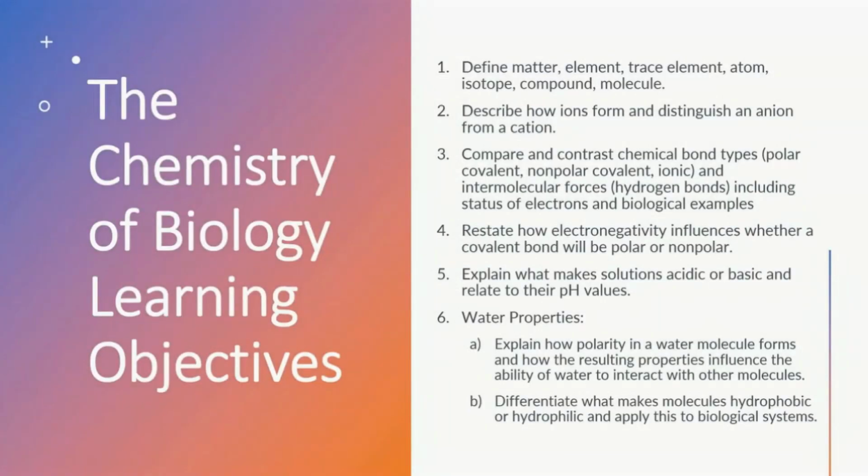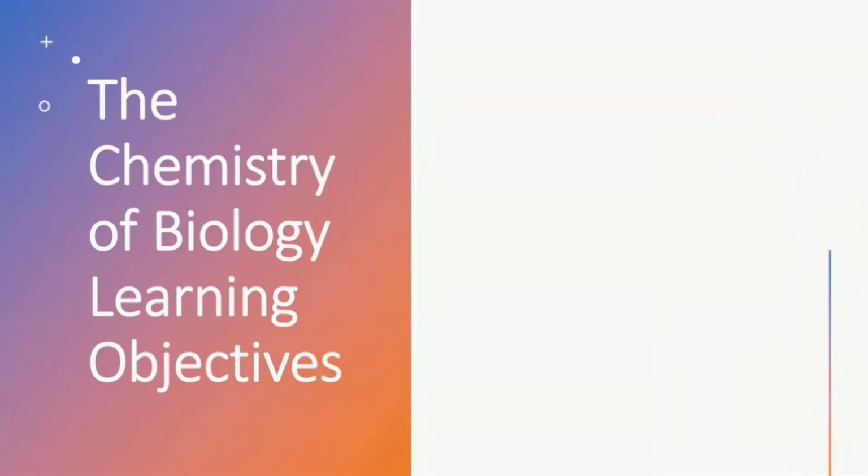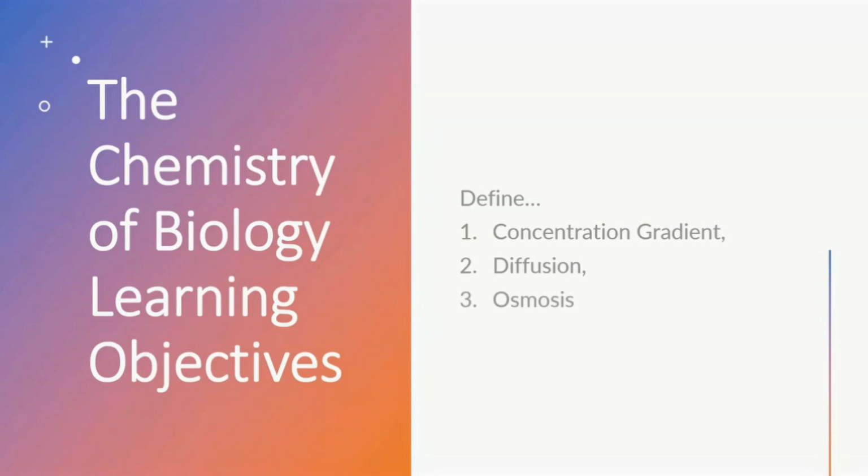Now, we already touched on all of these learning objectives, and each flowed really nicely from one concept to the next. Now, it's time to conclude our chemistry of biology discussion by touching on something not as directly related to these other learning objectives. Now, we will discuss concentration gradients, diffusion, and osmosis. One thing that all three of these have in common, which is why they have their own separate discussion, is that they all have to do with the transport of molecules.